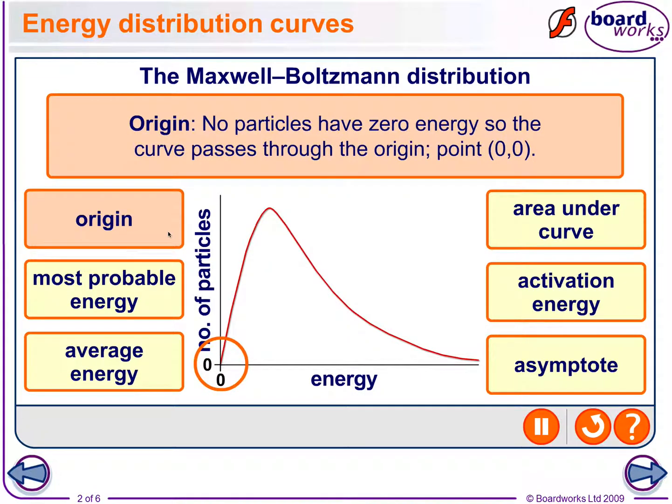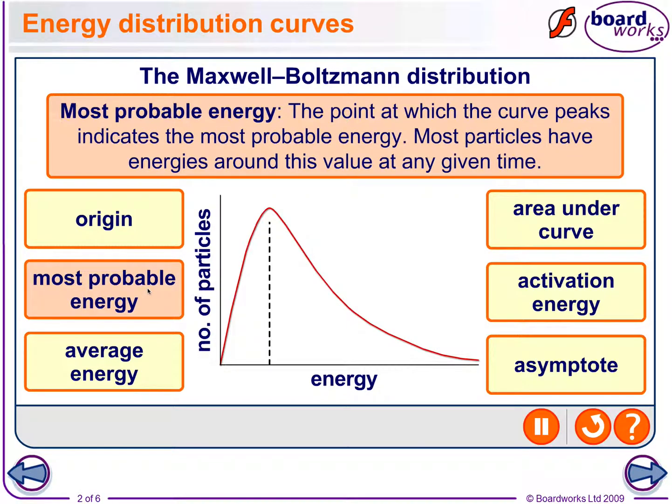Now, the reason why the particles cannot have 0 energy is because if there were no energy, then they wouldn't be moving at all. So they'd be at absolute 0, which is impossible to obtain. But in the exam, you'd be expected to know the reason why the curve goes through the origin is because no particle has 0 energy.